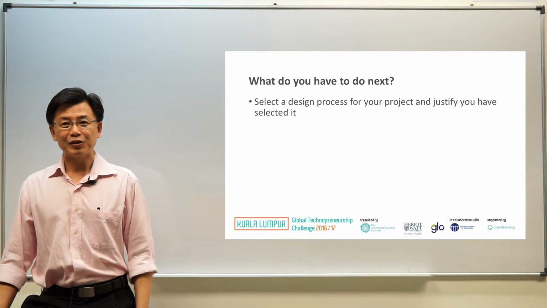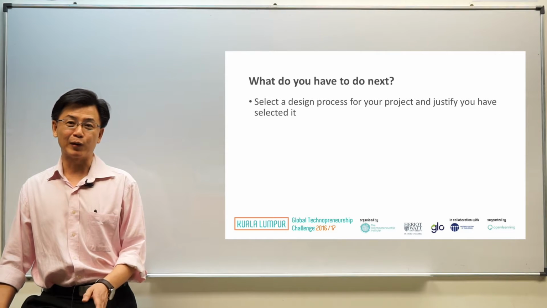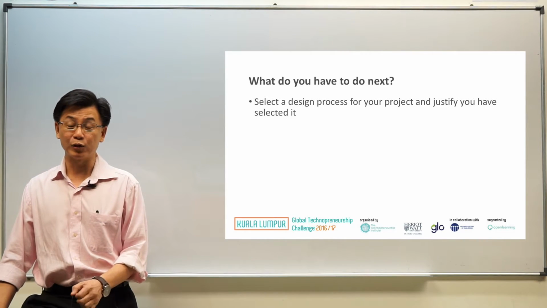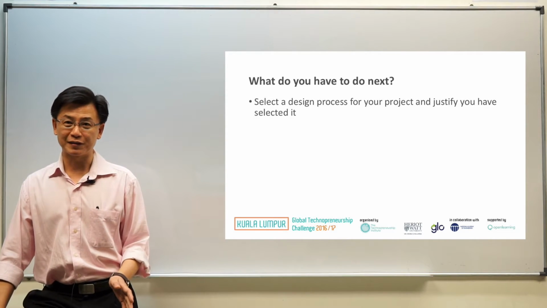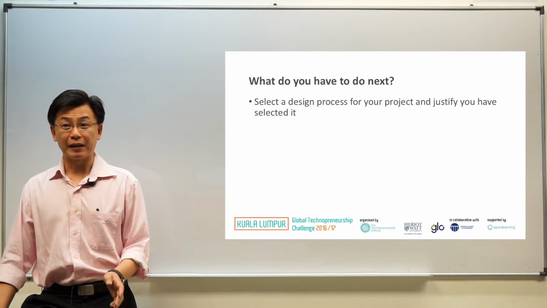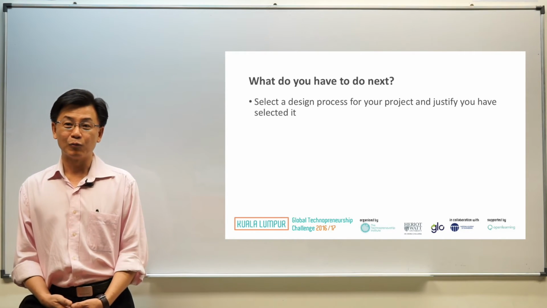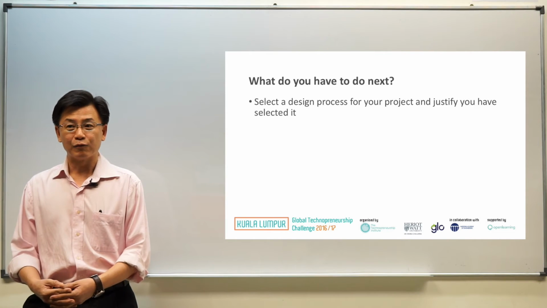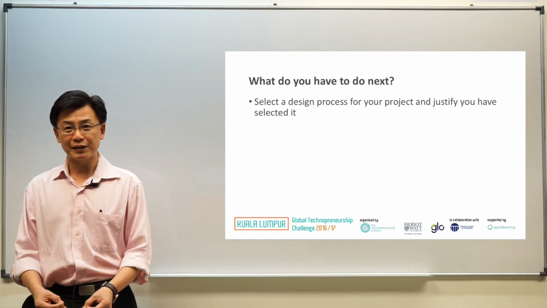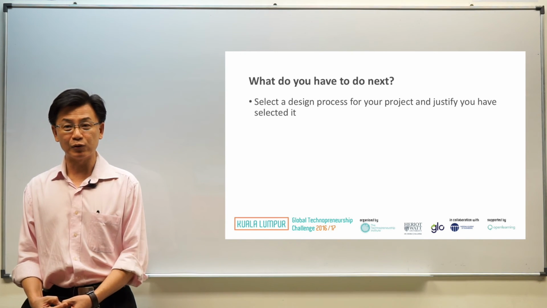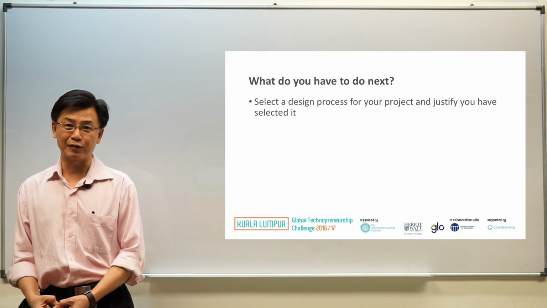So the task that you will need to do after this is to first determine the kind of design process that you would like to use. If you Google this, there are tons and tons of design processes available out there. None is better than the other. It just depends on the challenge that you are working on. And for this activity, what you need to do is to determine the design process that you would like to use, and justify why that process is suitable for your challenge.